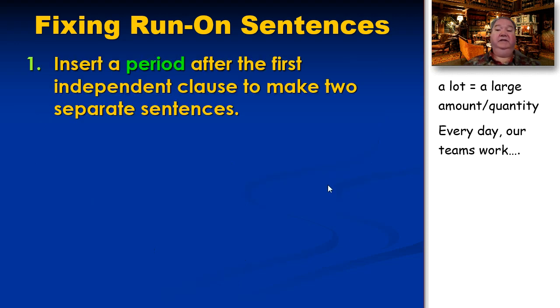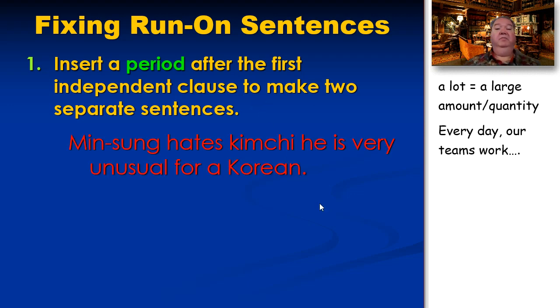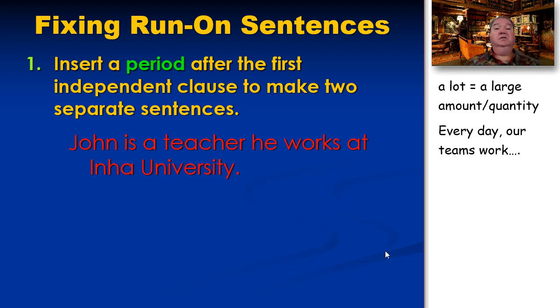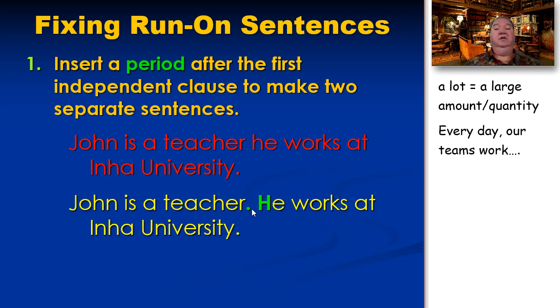So let's look at these in more detail. First method, you can insert a period to make two separate sentences. Min Sung hates kimchi, he's very unusual for a Korean. Separate them. Min Sung hates kimchi. Period, capital H. He's very unusual for a Korean. John is a teacher who works at Inha University. John is a teacher. Period, capital H. He works at Inha University.